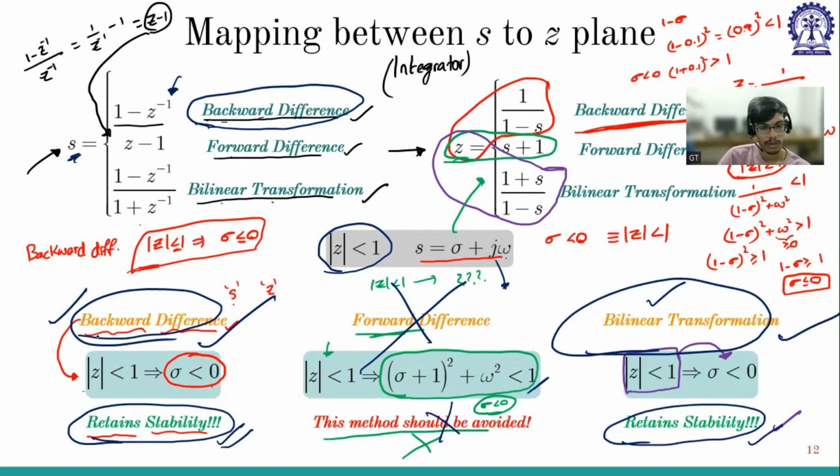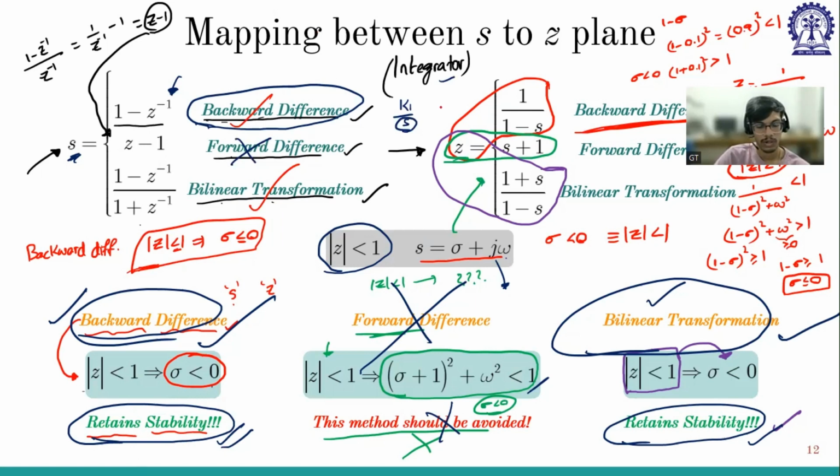So for integral controller, forward difference should be avoided. Yes, not only integrator; we have used integrator to get the relation between S and Z because it is easy, because integrator is Ki by S, right? So whatever its equivalent will give us information about S to Z domain. That's why we have considered integrator. In general, we should avoid forward difference. We should either consider backward difference or bilinear transformation. Both are good. Is that clear?